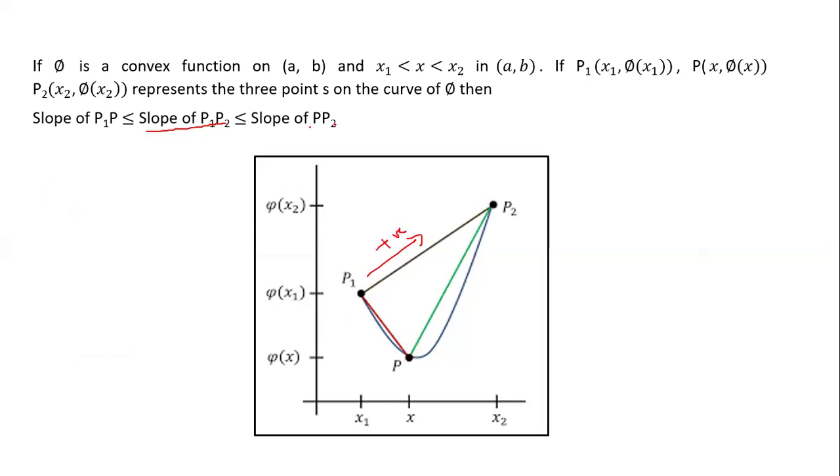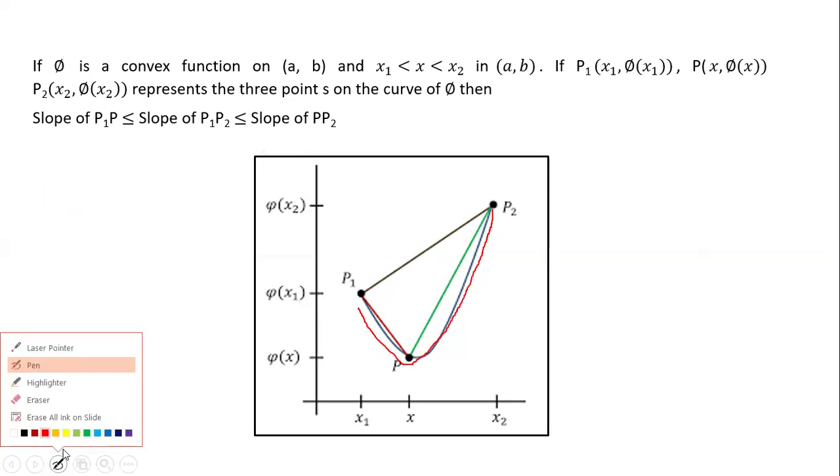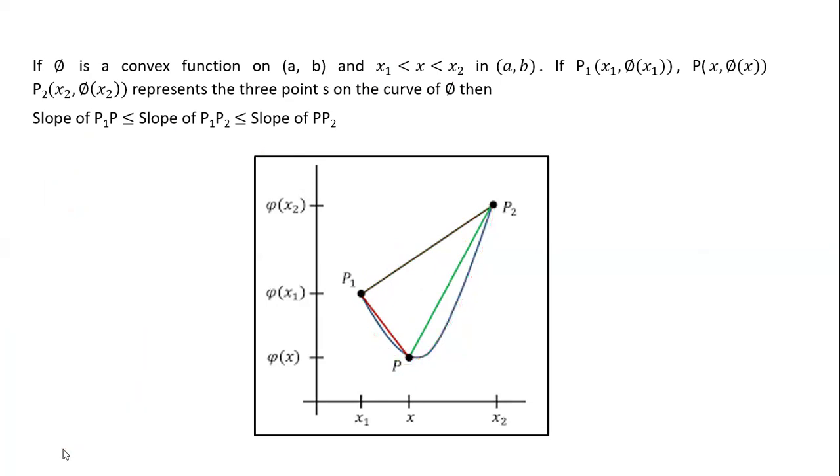And it is further less than the slope of p2, which is again a positive slope, but with a greater slope. You can simply see it with the diagram also. So this is basically the result of the Chordal slope lemma. If phi is a convex function, it will always happen, because in the case of convex it is always true. So this is basically the Chordal slope lemma.